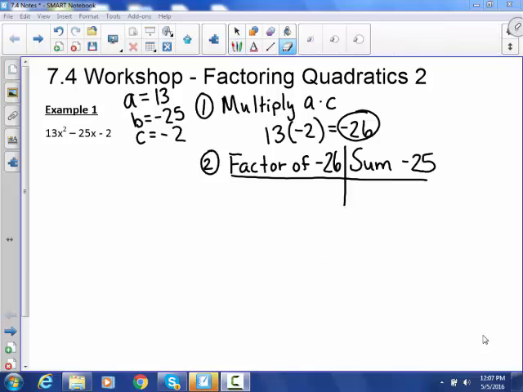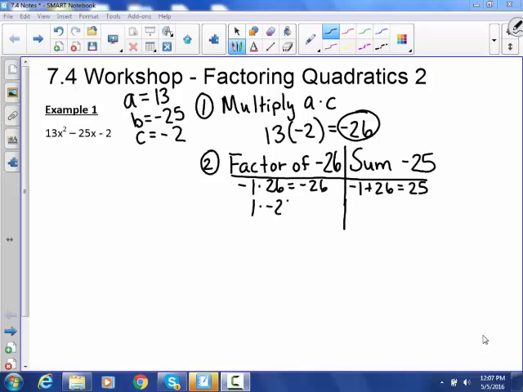Negative 1 times 26 and negative 1 plus 26. Okay, will that work? Negative 1 times 26, I agree with you, is negative 26. What's negative 1 plus 26? It's positive 25. So I need to switch those negative signs. It needs to be positive 1 and negative 26. So that still is negative 26, and positive 1 and negative 26 is negative 25.